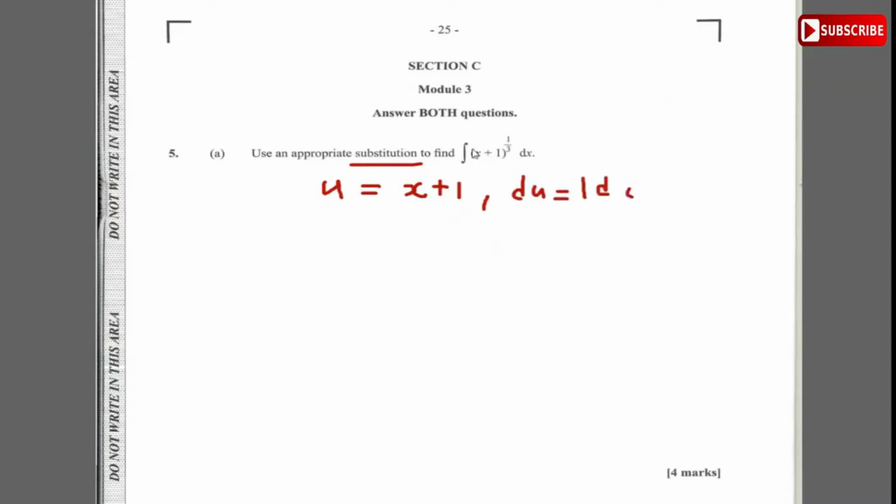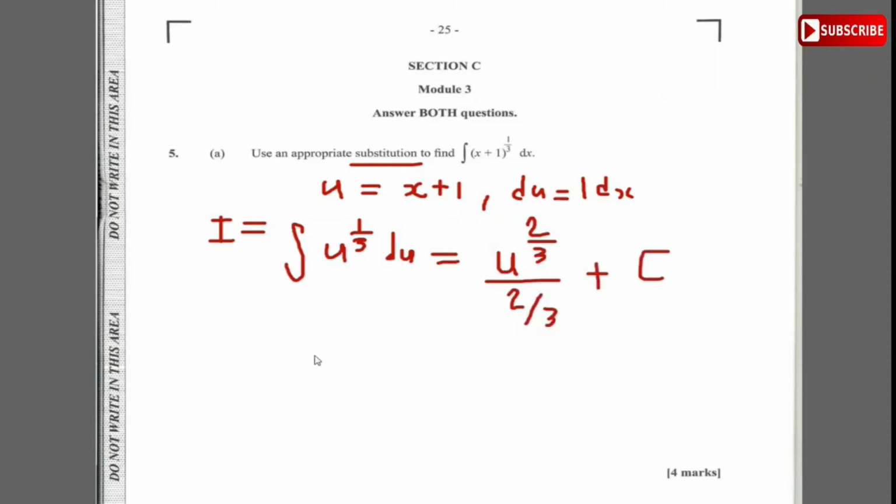Let's call this I, even though I didn't label it as I. So I becomes the integral of, (x plus 1) to the 1/3 is now u to the 1/3 du. Now all you have to do is add 1 to the power to get u to the 2/3, divided by the new power of 2/3, plus your constant c.